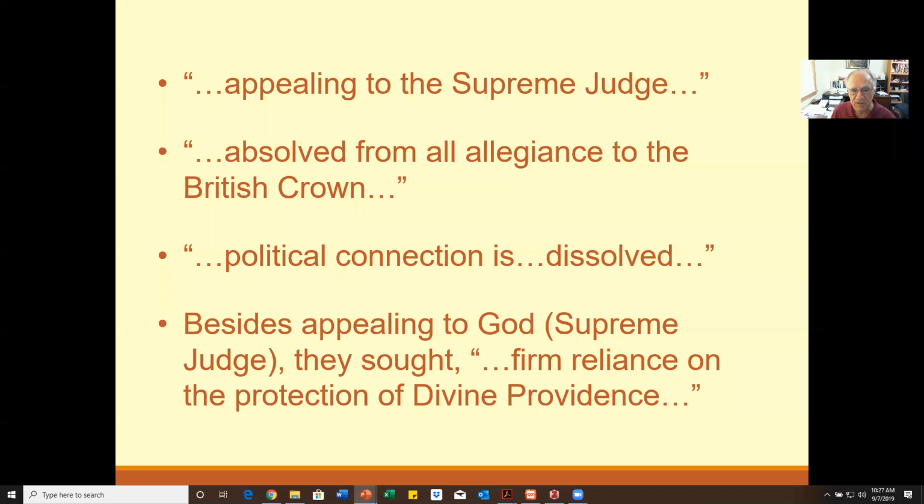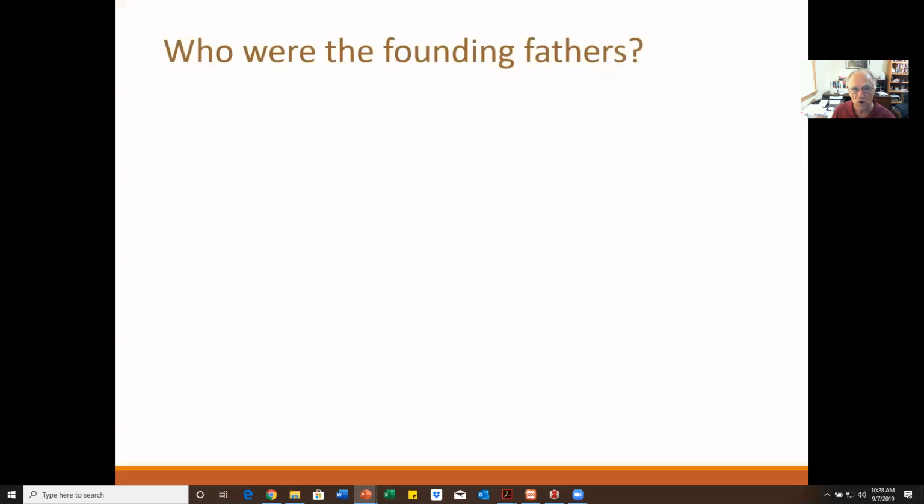So besides appealing to God, they sought firm reliance on the protection of divine providence. Another mention of God in the Declaration, divine providence, was the hand of God that created, was the God of creation that gave us our rights, our unalienable rights, and set up the right of individuals to govern themselves and gave us liberty and so forth. They're appealing to that judge, the Supreme Judge, and relying on his providence.